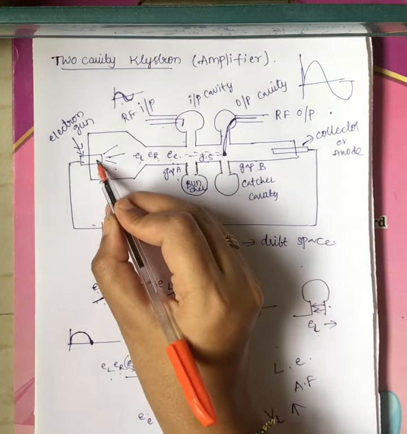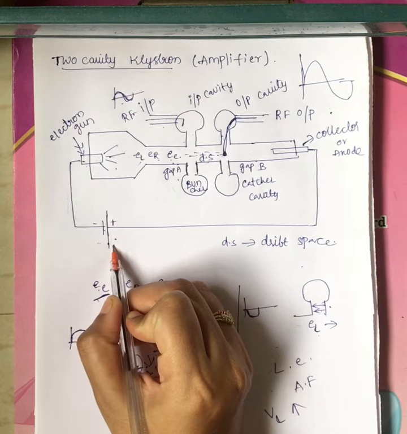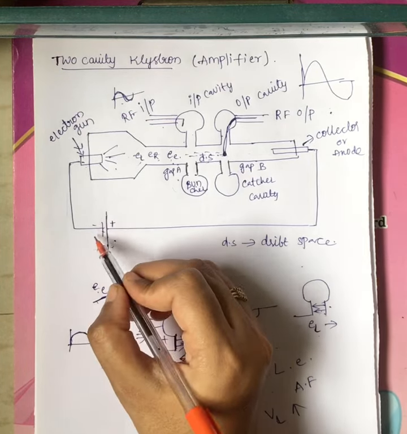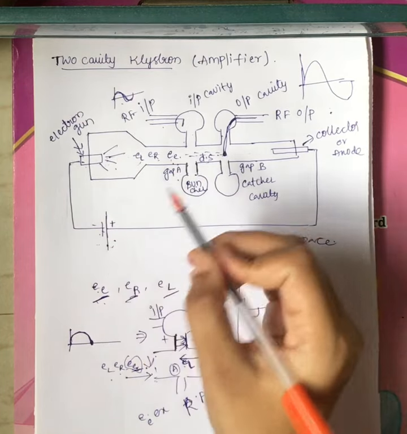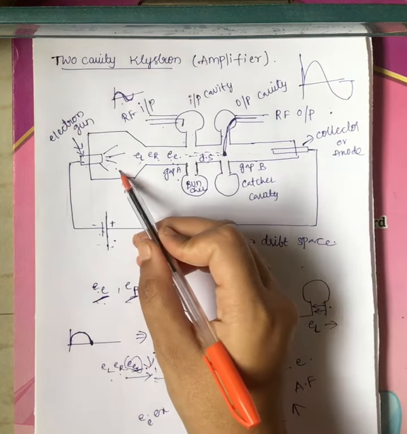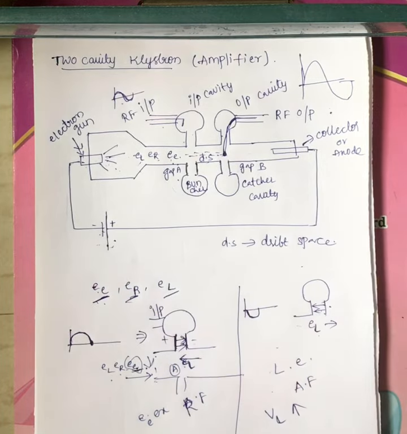Now what happens: the electron gun is connected to the negative terminal of the battery. Internally this electron gun contains a cathode. It will continuously generate a beam of electrons. Among that beam of electrons, the main scenario here is to form the electron bunch. Once the electron bunch is formed, that will result in amplification of the signal.